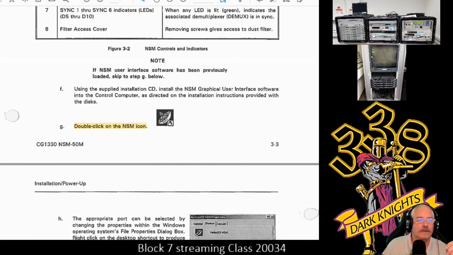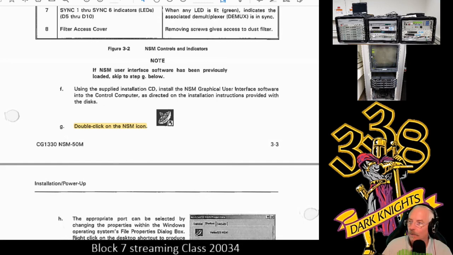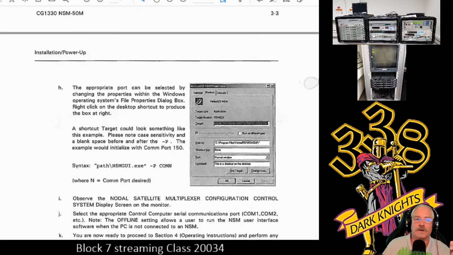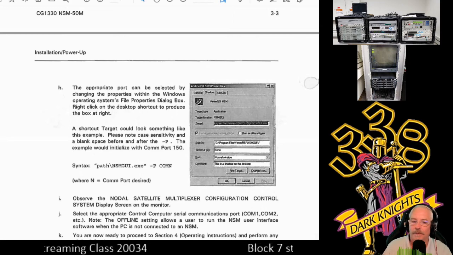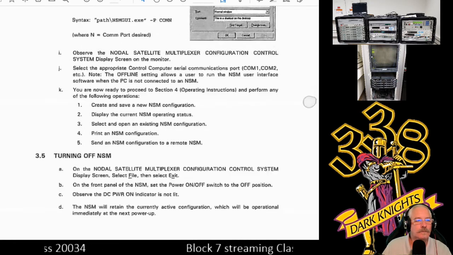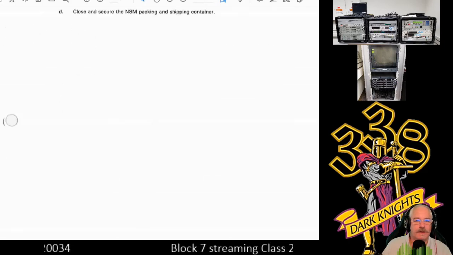And 3-3 shows you the NSM icon that you're going to be clicking on when you get to the computer and open it up. The next one is a very unclear picture here, but it gives you an idea of what you're going to be doing as far as selecting. It's going to come up with these windows. You're going to go through the tabs and put everything in that you need to put in. And that pretty much wraps it up.